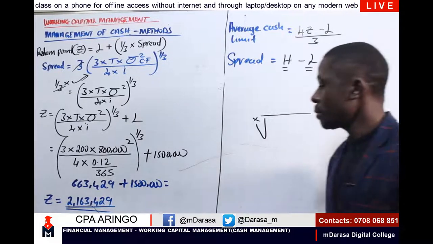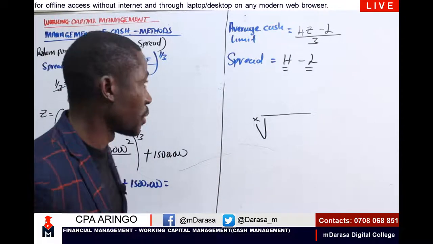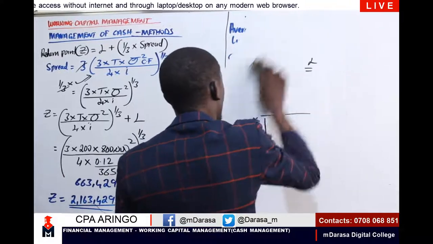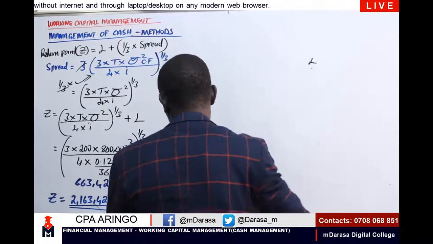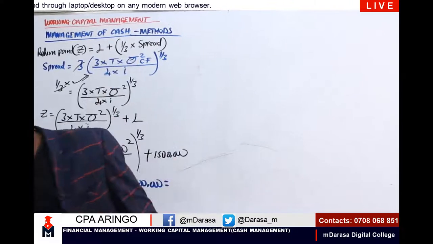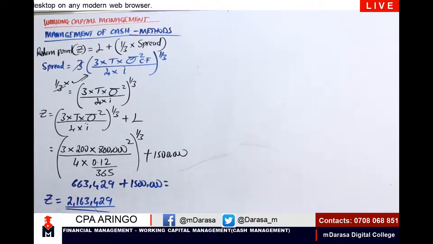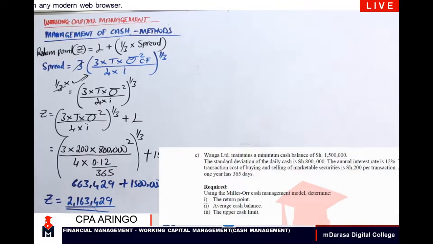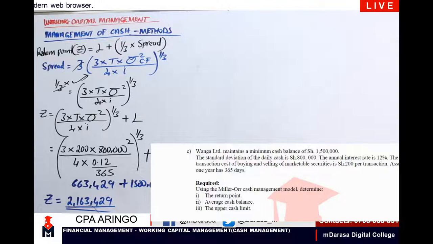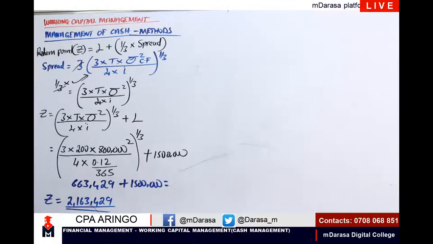Once you are done with that case, my good students, you can proceed and look at what the examiner wanted us to determine again. After we've worked out our spread, or rather our return point, which is what the examiner wanted us to compute first, what was the second element? If you check our question, the good examiner wants us to compute our average cash balance.